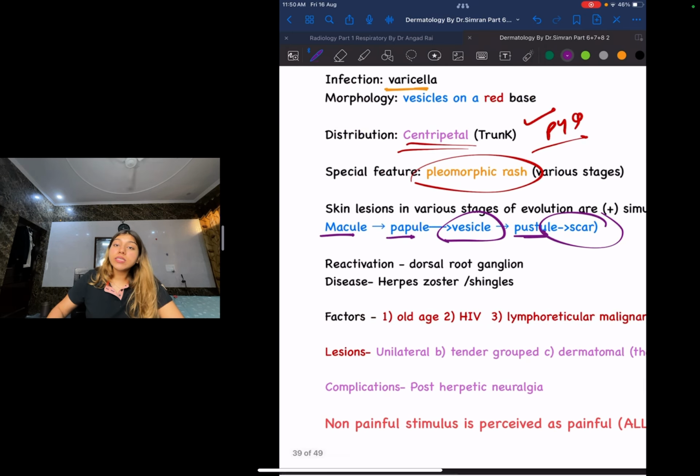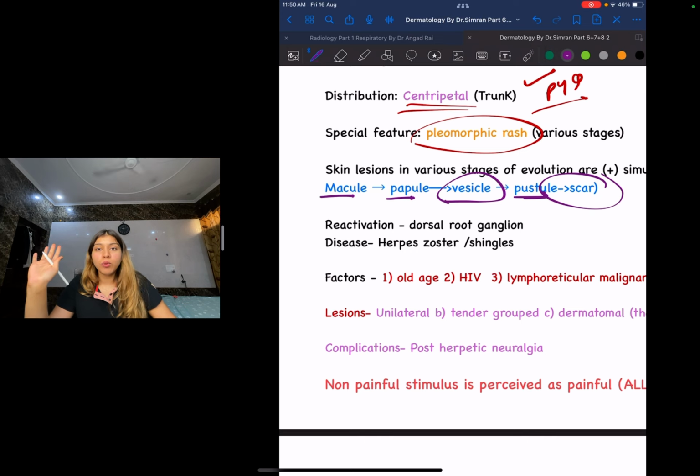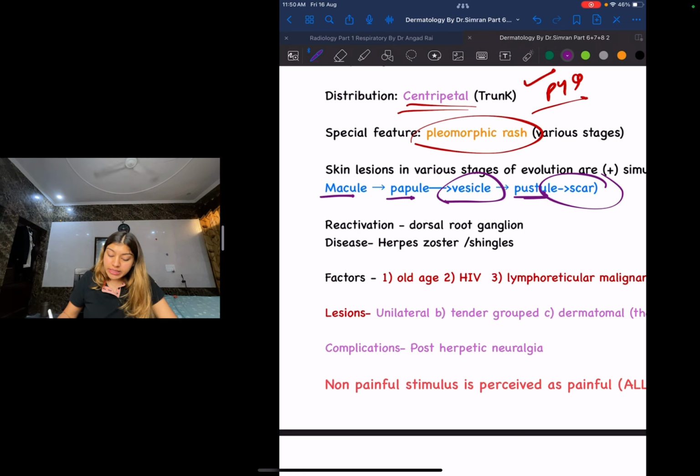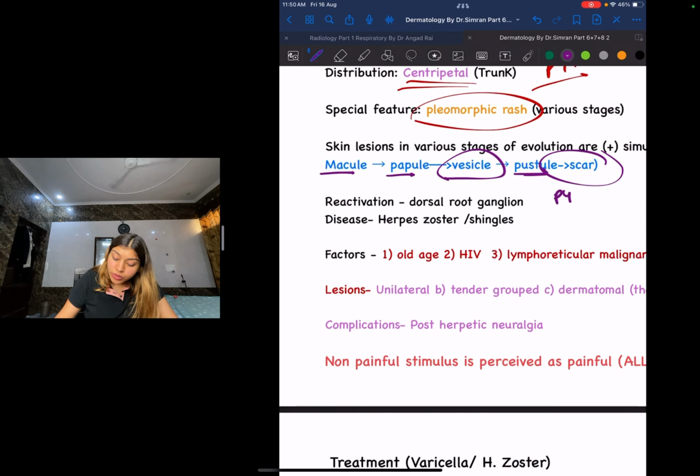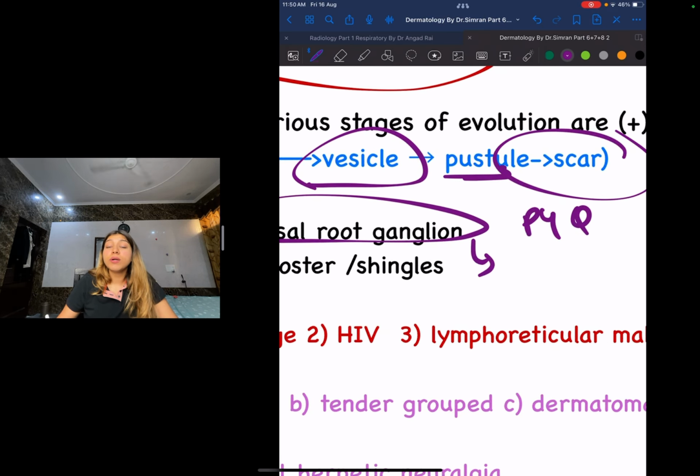Now guys, supposedly there's a patient who had this varicella zoster. He became okay. Now, again reactivation is taking place. If they ask you what is the most common site where the reactivation takes place, this is also a PYQ. It is going to be the dorsal root ganglion. And what I need you to know about the dorsal root ganglion, guys, is that it is sensory in nature.